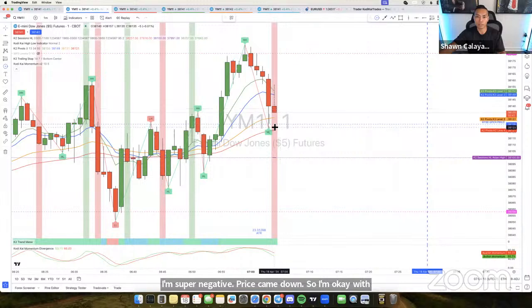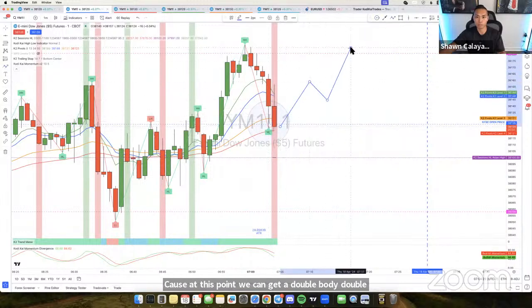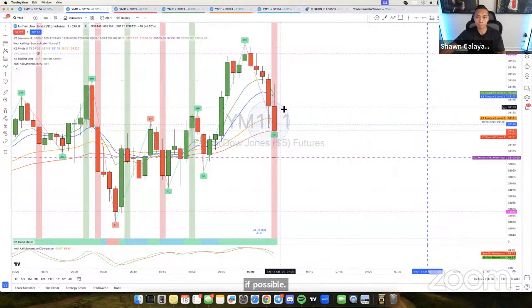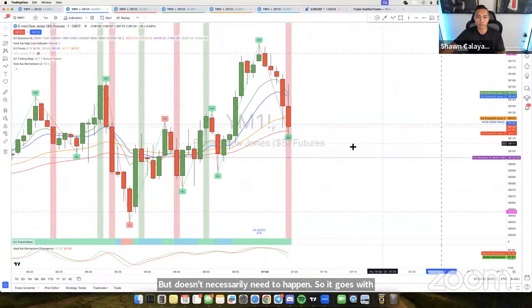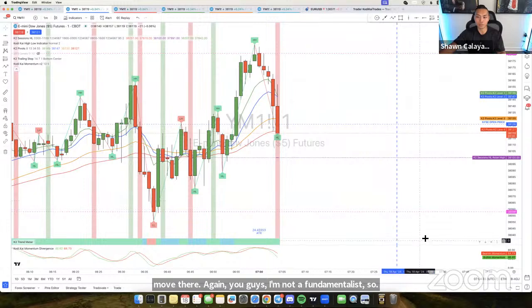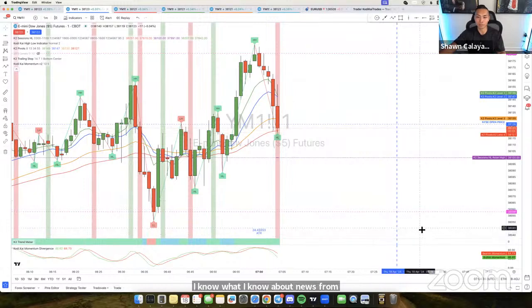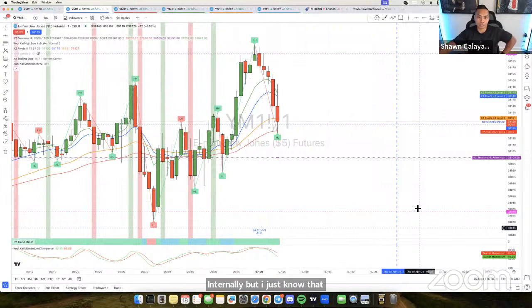Because at this point, we can get a double body, double wick rejection, and then we can get a correction back up if possible, but it doesn't necessarily need to happen. So there goes the move there. Again, guys, I'm not a fundamentalist, so I know what I know about news from just trading. I don't know much about how it's supposed to affect things internally, but I just know that if the news is negative, price should come down, and that's exactly what's happening here.